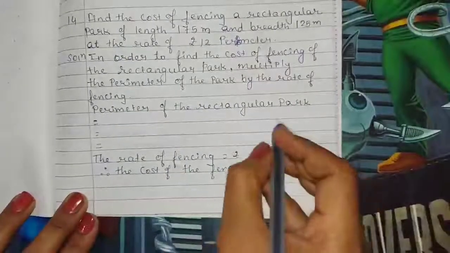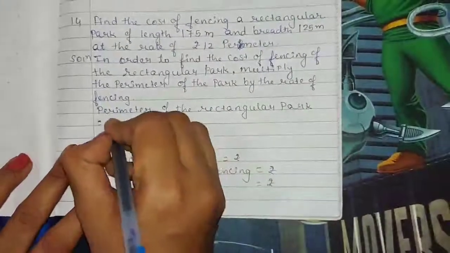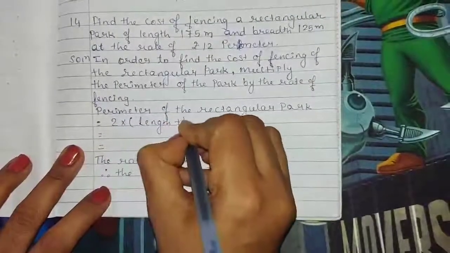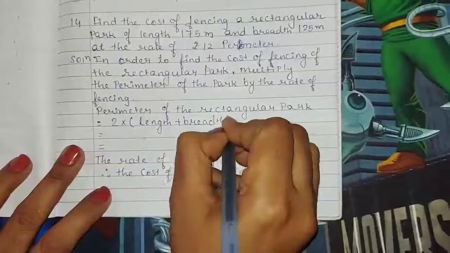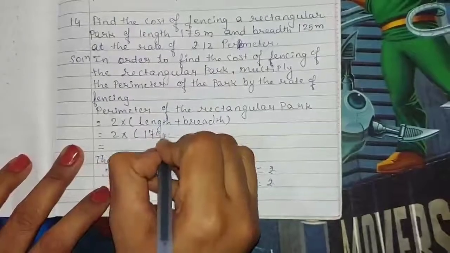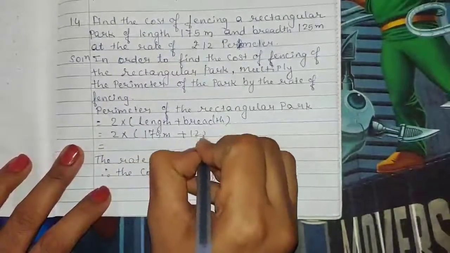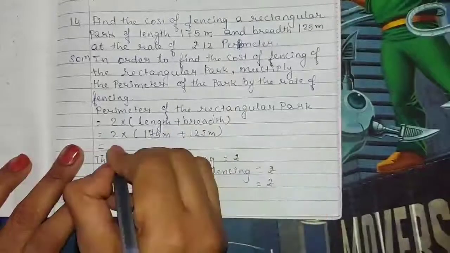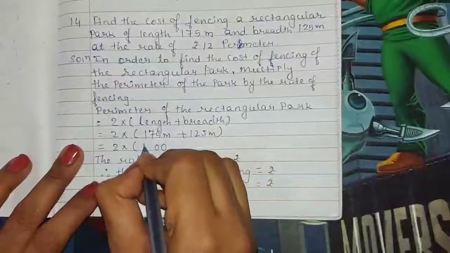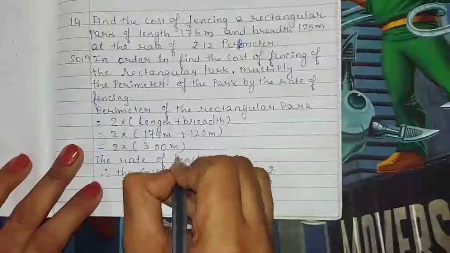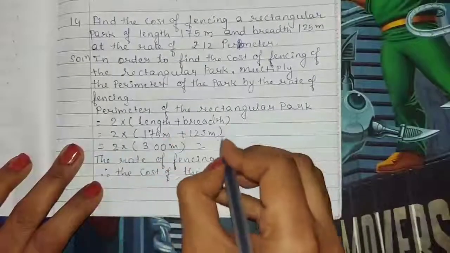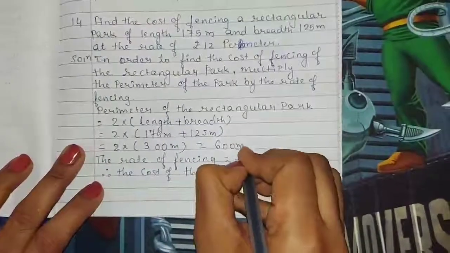So what is the perimeter of the rectangular park? That equals 2 multiplied by length plus breadth. So students, length is given: 2 multiplied by 175 meter plus 125 meter. If we add this, 5 plus 5 is 10, 7 plus 2 is 9, and 1 plus 1 is 2, with the carry, we get 300 meter. Now 300 multiplied by 2 is 600 meter.